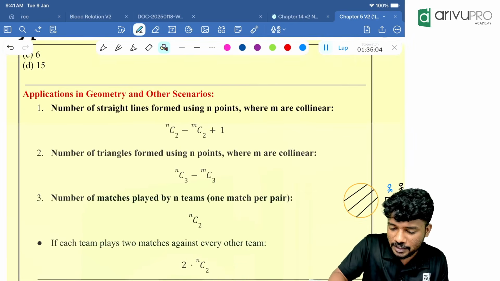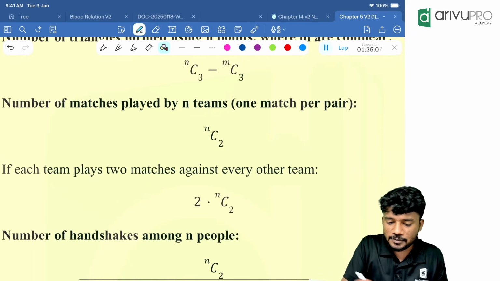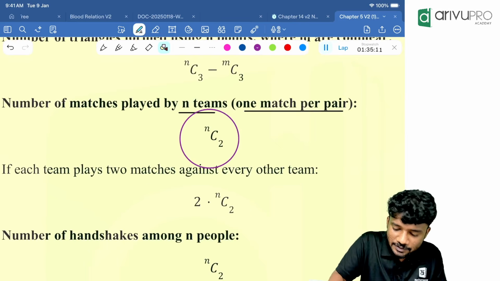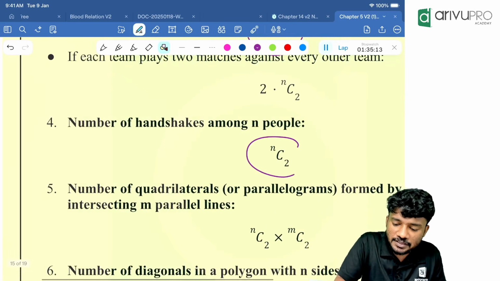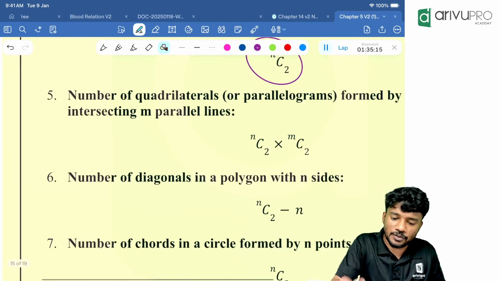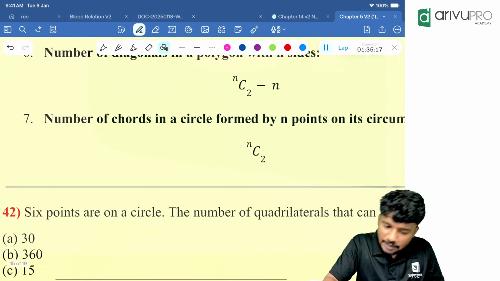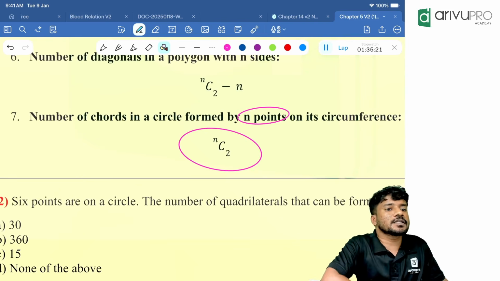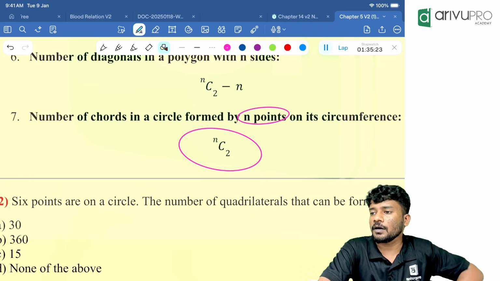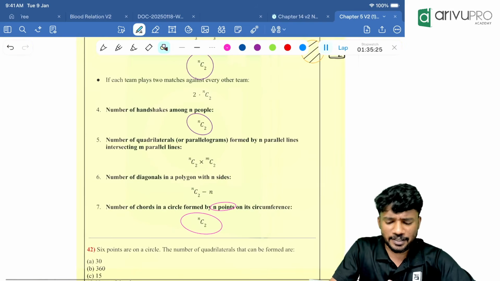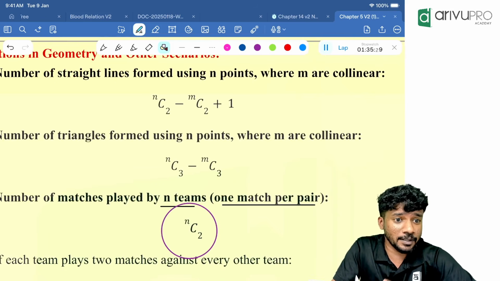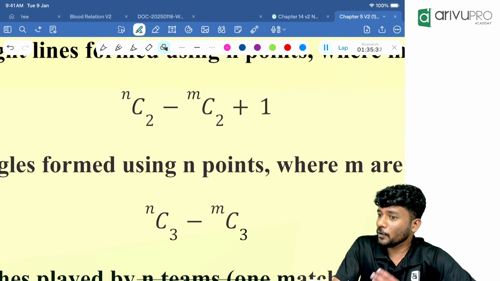That is written over here, people. So, number of matches played by n teams, one match per pair, how much is it? NC2. Then number of handshakes among n people: NC2. Then number of chords in a circle formed by n points: that is how much? NC2. Okay. That's how you will remember. Otherwise, you will be like, hey, what is that? Now you will remember the cricket match, even if India win or India lose.